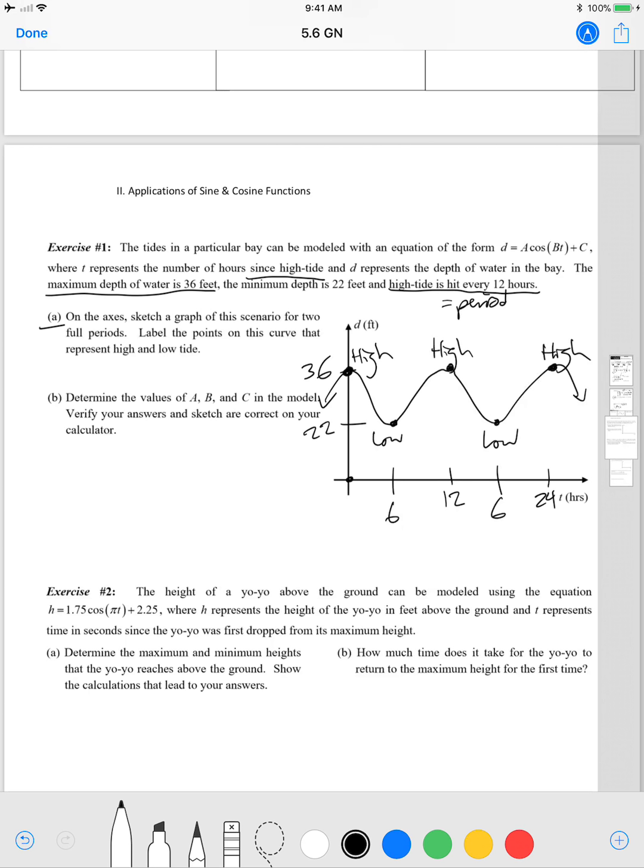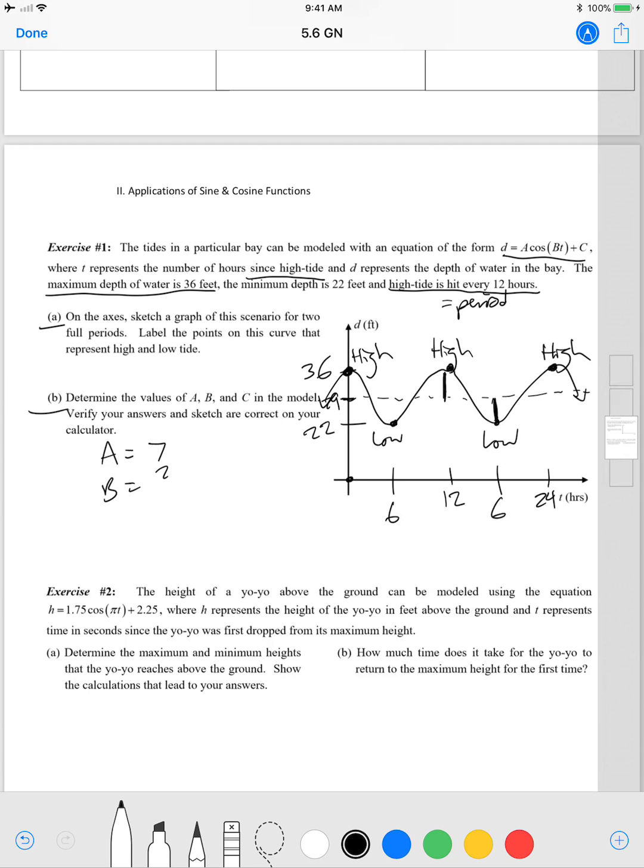And then I need to determine the values of A, B, and C so that I can write the equation for this function. Well, A will change with the amplitude. What is my amplitude? Well, I first need to know my midline. That's going to be halfway between 22 and 36, which is 29. 36 minus 22 divided by 2. That'll give you your midline. So A is from 29 up to 36, or from 22 to 29. That's 7.